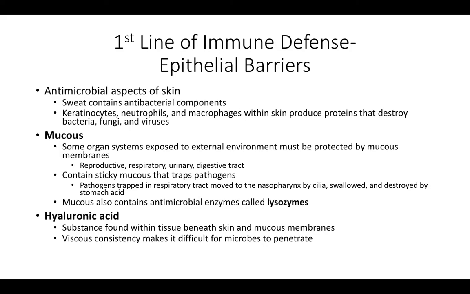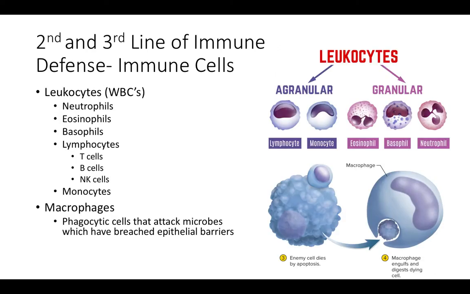Hyaluronic acid is a substance that we find beneath the tissues of the skin and the mucous membranes, and basically it gives that layer a very viscous consistency, and so that makes it really difficult for different pathogens or microbes to penetrate or migrate through that viscous layer. So that's the epithelial barriers of the skin. That's our first line of immune defense.